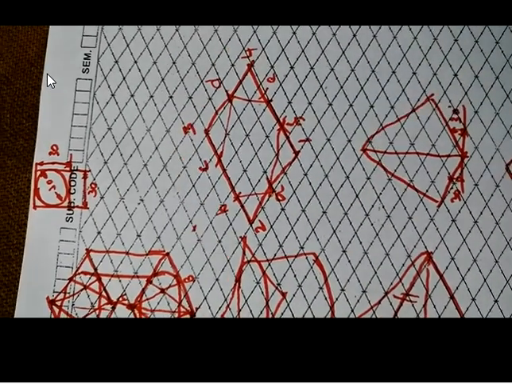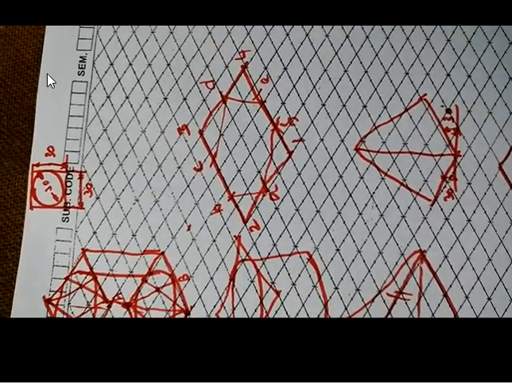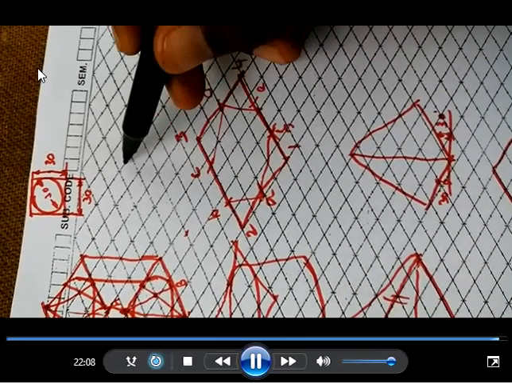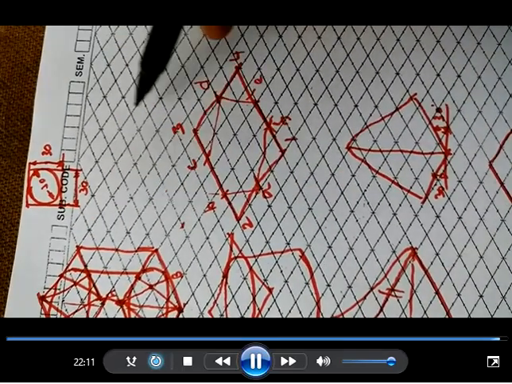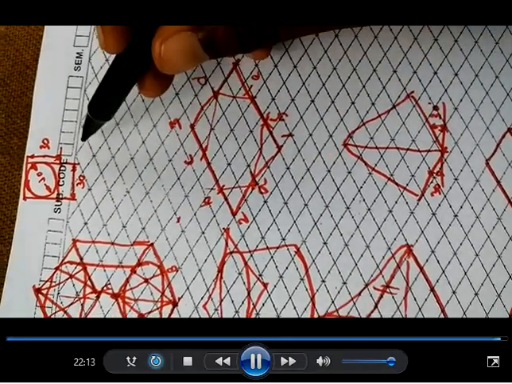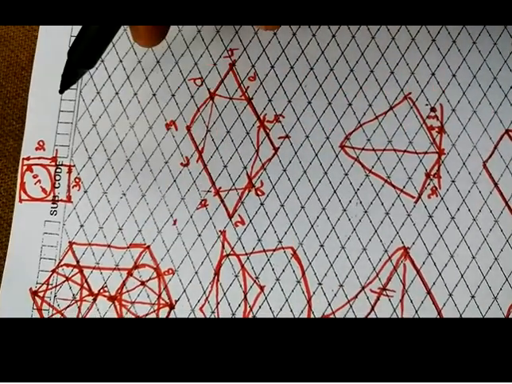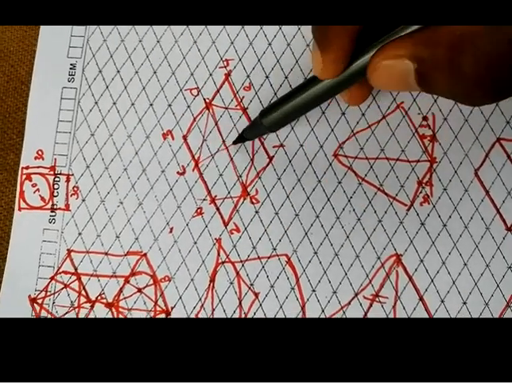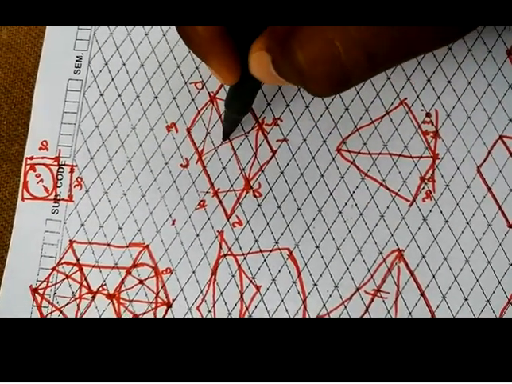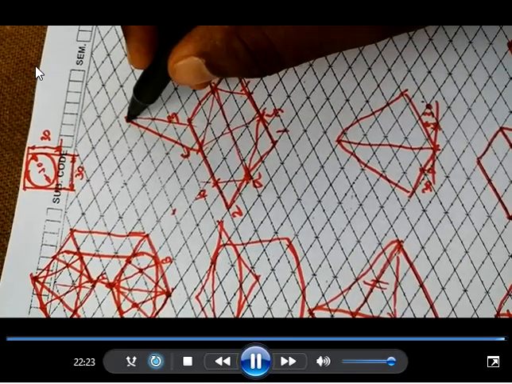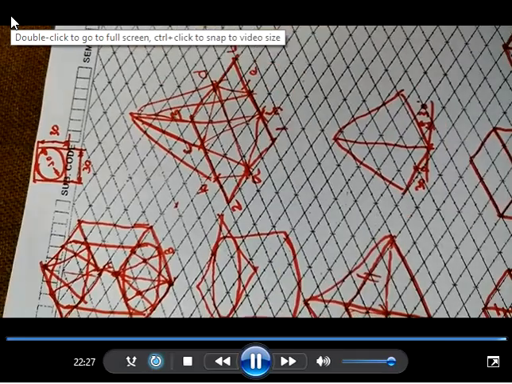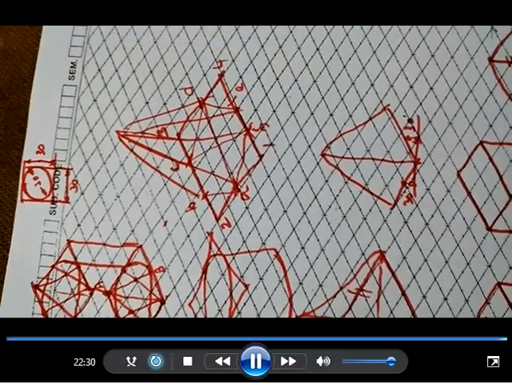After this, identify whether the given object is a prism or a pyramid. If it is a prism, we have to take height from all the corners, connect the top corners, and you will get the prism. If it is a pyramid, locate the center. From the center you have to take height, then connect the apex with all the corners. That completes the hexagonal pyramid. Thank you.